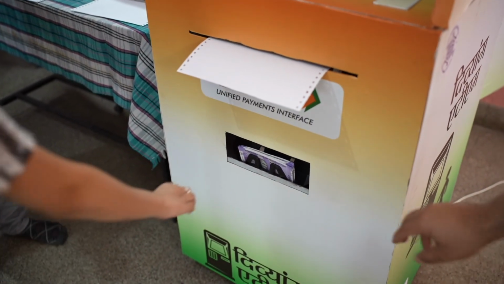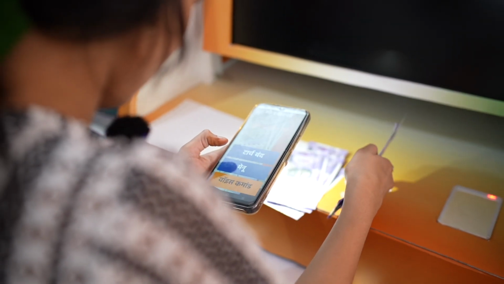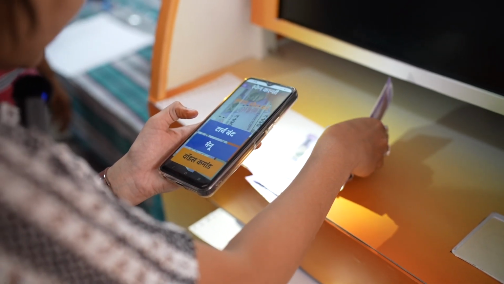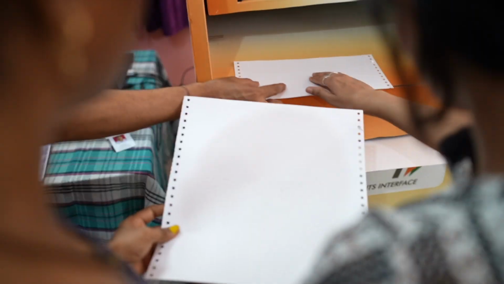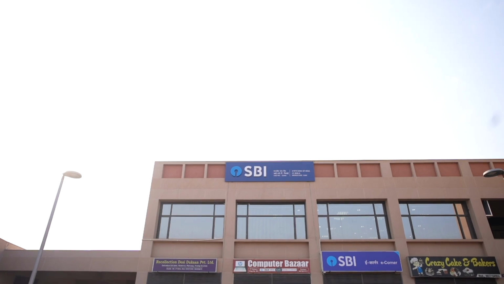After all the transactions are done, a Braille printout will be given out, and as we have seen, visually Divyang people count the amount of money using a mobile application, and the same amount should be present in the Braille receipt. That gives a third level of assurance, the last standard of assurance, that whatever they have withdrawn has been digitally logged into the banking application.